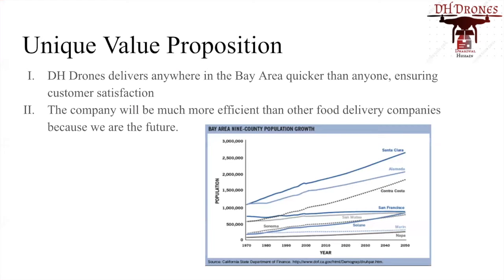Now, our unique value proposition: DH Drones will deliver anywhere in the Bay Area quicker than anyone, ensuring customers' satisfaction. The company will be much more efficient than any other food delivery companies because we are the future. As you can see, the Bay Area 9 county population growth is at a very high rate. We want to target all of the new people coming to the Bay Area with our hyperspeed shipping.